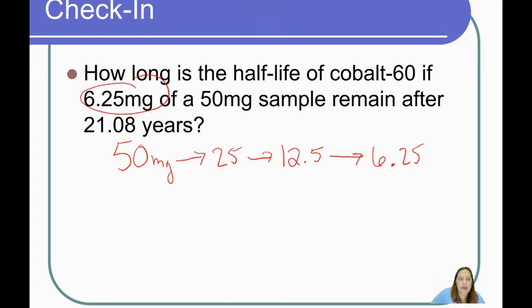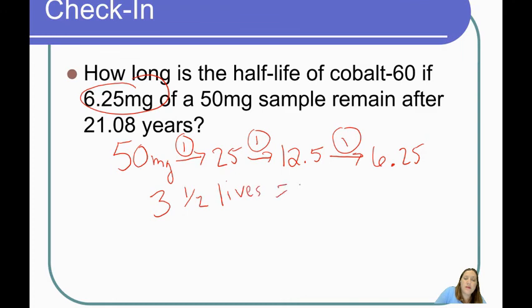So I'm ending with 6.25. How many half-lives have I taken? I've taken one half-life, I've taken another half-life, and I've taken another half-life. So 3 half-lives equals 21.08 years. If 3 half-lives equals 21.08 years, then how many is 1 half-life? So what I'm going to do is I'm going to go ahead and pull up my calculator, and I'm going to do 21, and I know it's going to be close to 7. 21.08 years divided by 3.